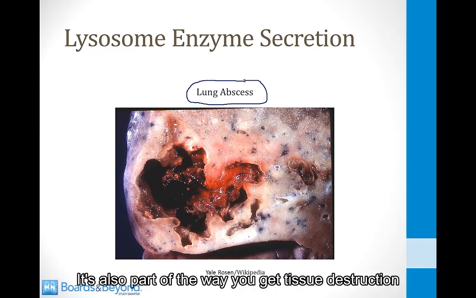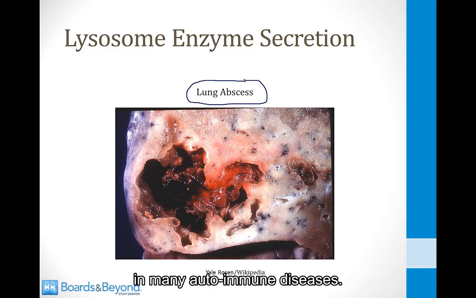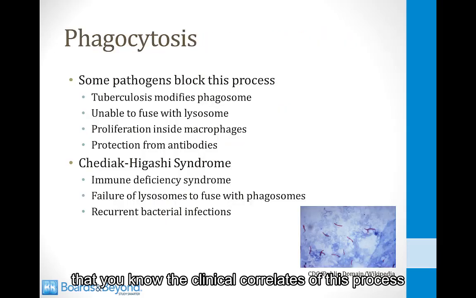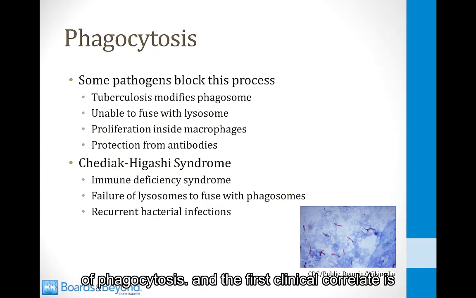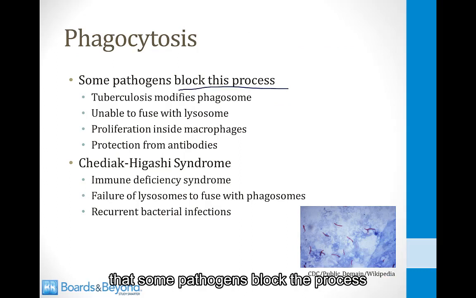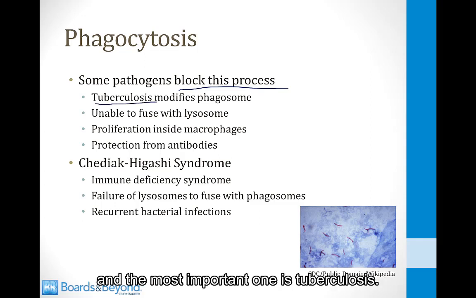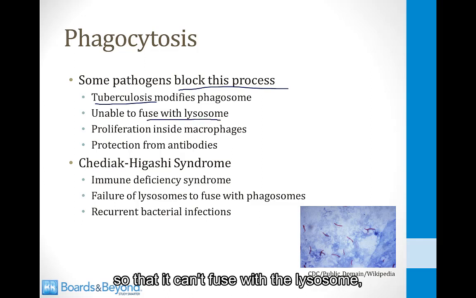It's also part of the way you get tissue destruction in many autoimmune diseases. For step 1 of your boards, it's important that you know the clinical correlates of this process of phagocytosis. And the first clinical correlate is that some pathogens block the process of fusion of the phagosome with the lysosome. And the most important one is tuberculosis. It modifies the surface of the phagosome so that it can't fuse with the lysosome.